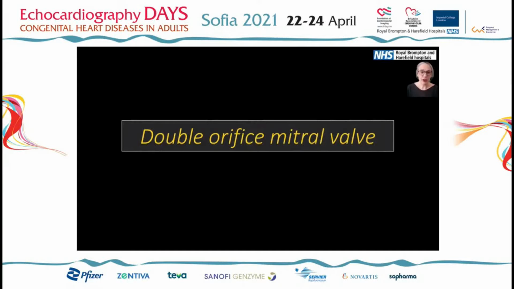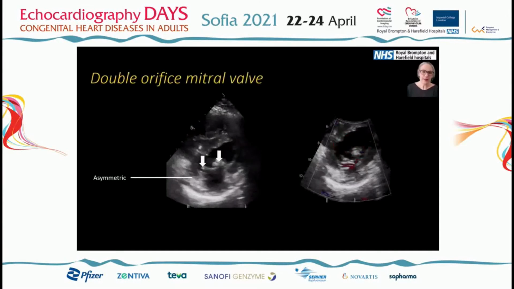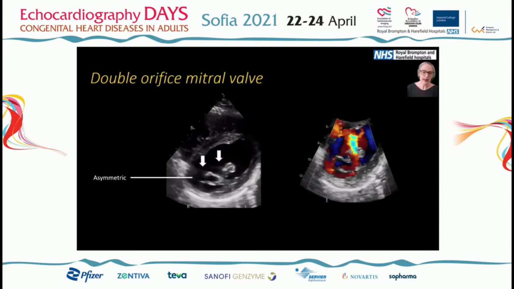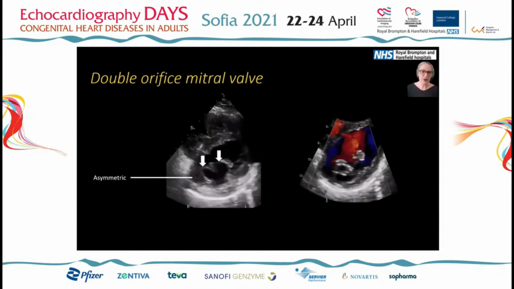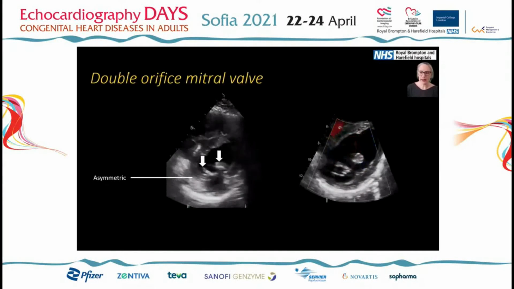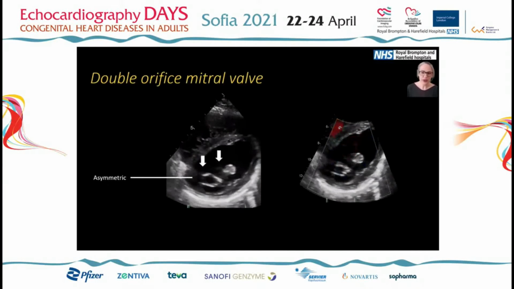Moving now to the double orifice mitral valve, this can be seen in isolation. It's best seen in the short axis view where we have these asymmetric orifices. You can see two orifices opening nicely there in the short axis view, and no real consequence in the flow there with the colour.